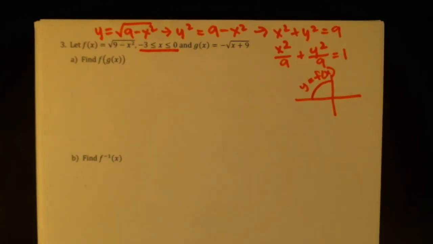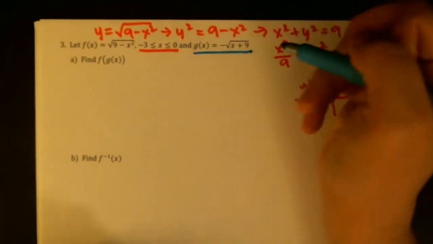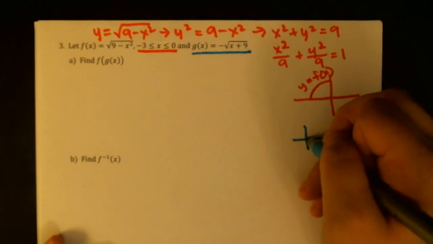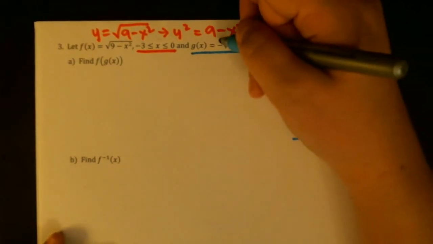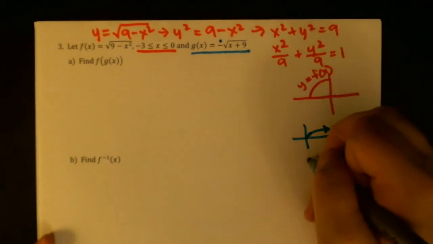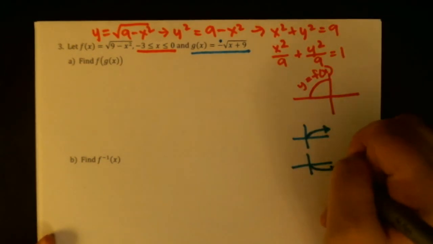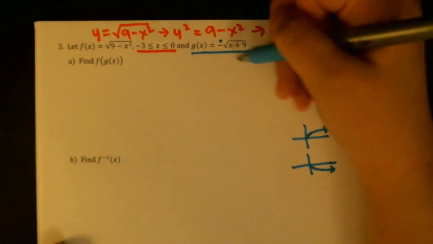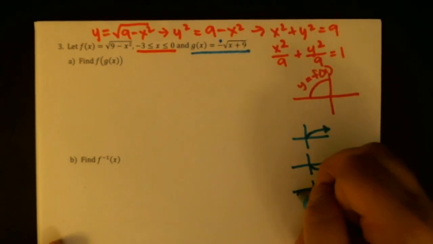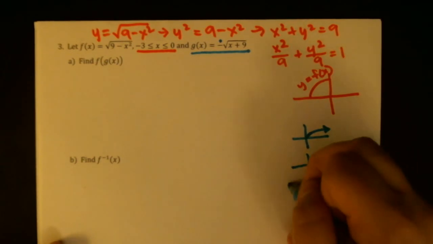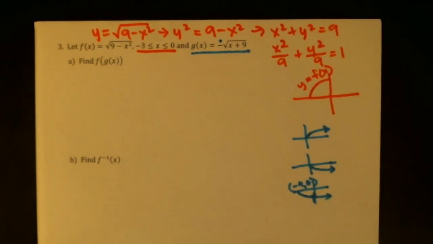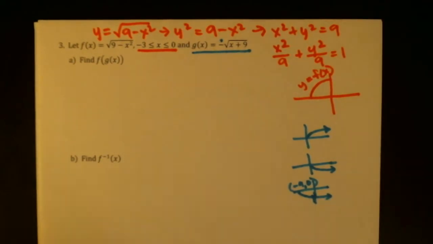I don't think we need the graph of g, but just to mention it, again, good transformations review. If we're looking for the graph of g, we would start with a basic square root function. And I see a vertical flip, so flip over the x-axis. And then I see a shift to the left by 9. So it's going to move quite a ways out this direction. So this is -9, 0. Okay, so that's what our g of x function would look like. Really rough sketch.